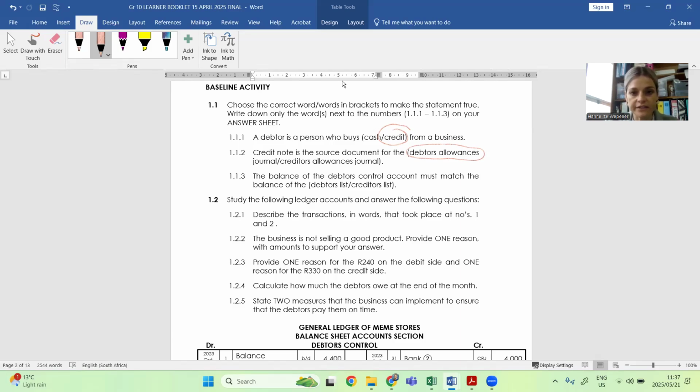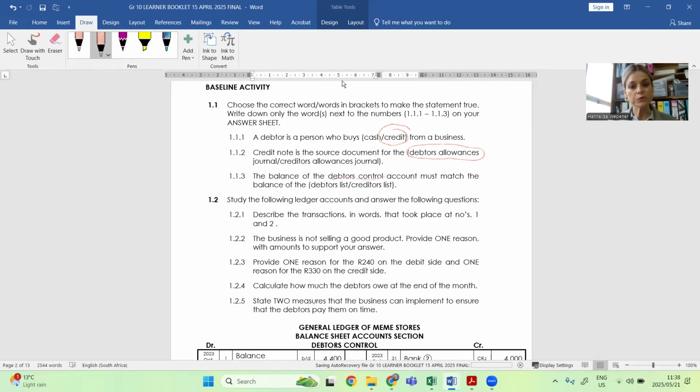Then the balance of the debtors control account must match the balance of... Question is, what is a debtors control account? A debtors control account is me saying that I have now sat with all my subsidiary journals. I've recorded all the source documents in those subsidiary journals, and I then calculated the totals of the subsidiary journals, and I posted those as a summary to my debtors control account in the general ledger. Because remember, the general ledger is a summary of everything that happened within your journals for this year.